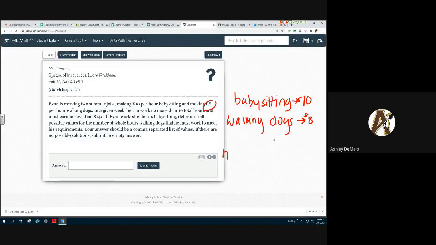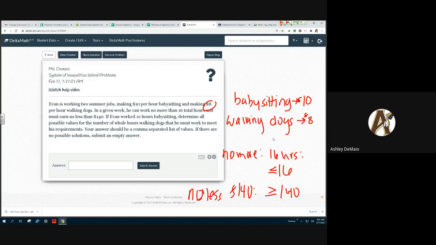So no more than 16 hours means it's going to be 16 hours or less. So less than or equal to 16. And he must earn no less than $140. So no less than $140, so it would have to be greater than or equal to 140. So those are 2 parts of our inequalities that we're going to be writing with the terminology that told us how to write it.